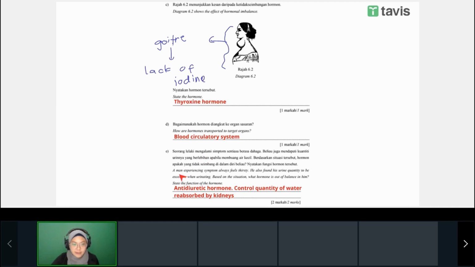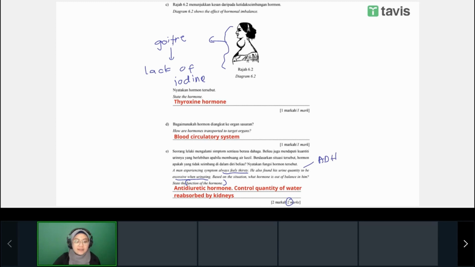Okay, let's see question E. I think this must be an application question. A man experiences a symptom: he always feels thirsty. Okay, this has something to do with diabetes insipidus. He also finds his urine quantity to be excessive when urinating. Based on the situation, what hormone is out of balance in him? State the function of the hormone. The marks provided here are 2 marks. The first one, you have to identify what type of hormone he lacks.